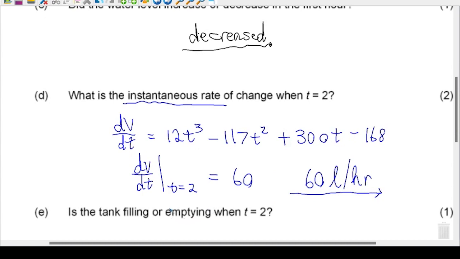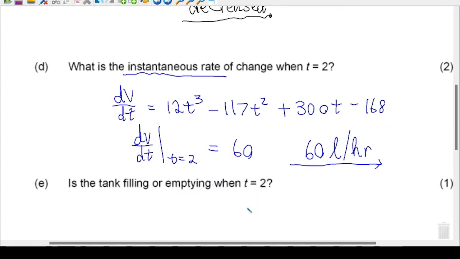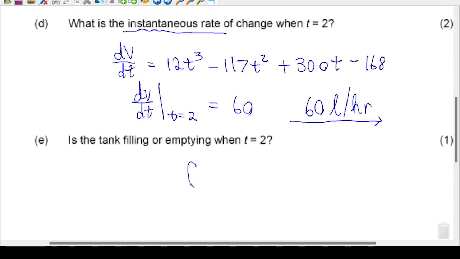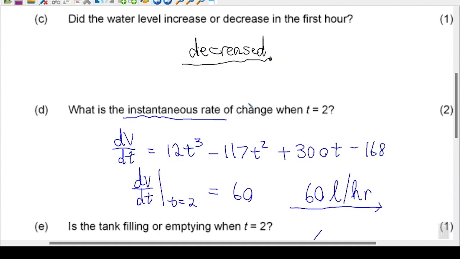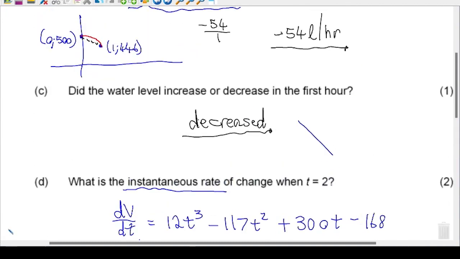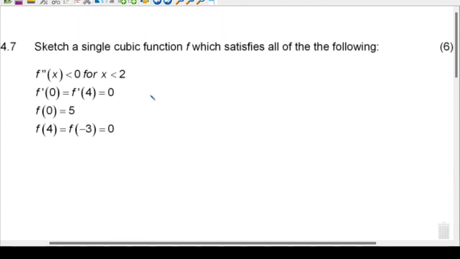And then lastly, is the tank filling or emptying when T equals 2? Well, it's clearly filling because it's positive 60. There's an uphill slope, an uphill gradient. Over there, downhill gradient. Okay, let's move on to the next question.